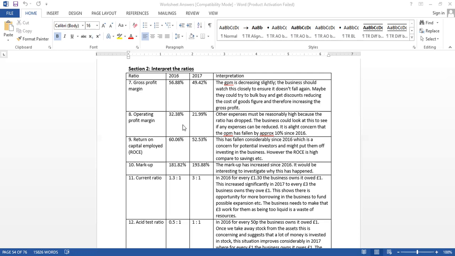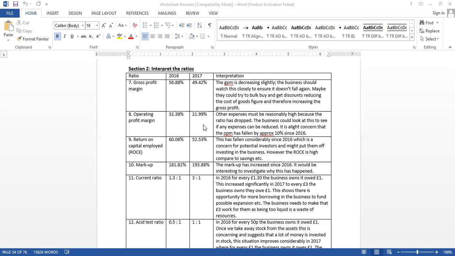Look at the second one, operating profit margin. The operating profit margin also has gone down from 32% to 21%. Other expenses must be reasonably high because the ratio has dropped. The business could look at this to see if any expenses can be reduced. The organization then, what is a solution here? Do some cost cutting. Think about the ways that you can reduce the cost.